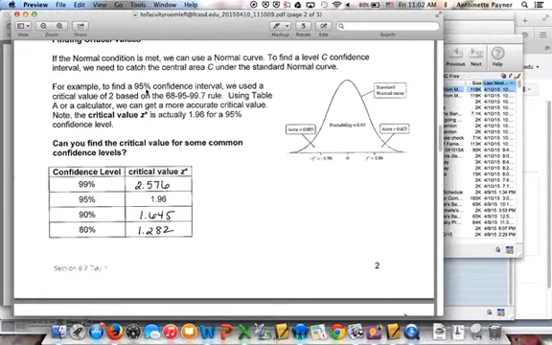Yesterday when we were talking about using the spicy chicken, we had 68, 95, 99.7. We said this was 1, this was 2, this was 3. Now we were using 2 for 95, but we could really use the table or use the calculator using inverse norm. We could get the more accurate value. Instead of 2, we would use 1.96.